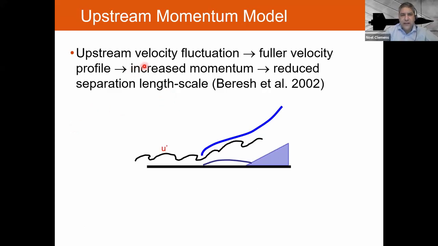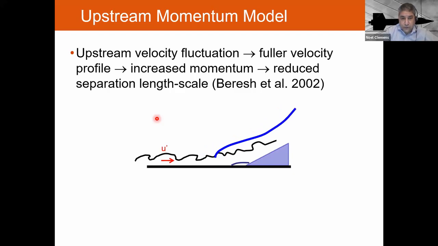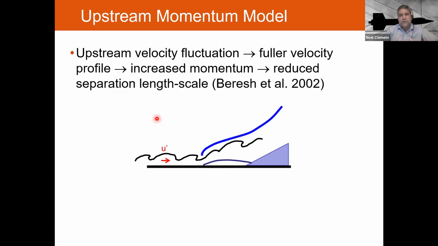And that is that you have an upstream velocity fluctuation, and then that leads to an instantaneously fuller velocity profile, which has more momentum in it, and then reduced separation length scale. So velocity fluctuation increases, separated flow or separation bubble sort of collapses, right? And if it gets smaller, it's negative. You're going to have less momentum, and your separated flow gets larger.